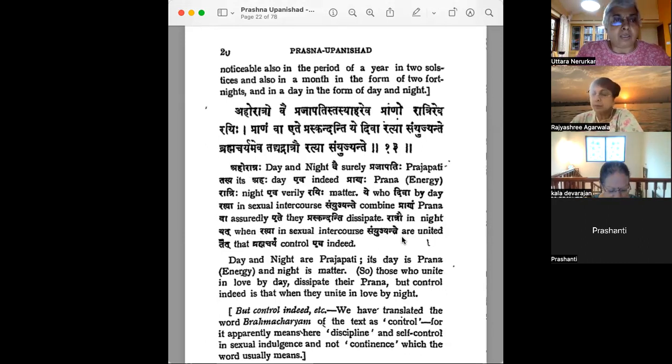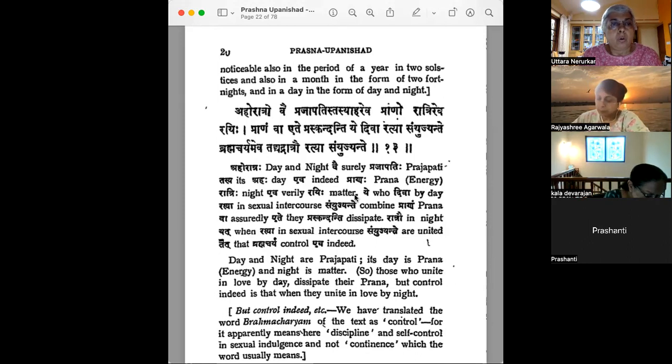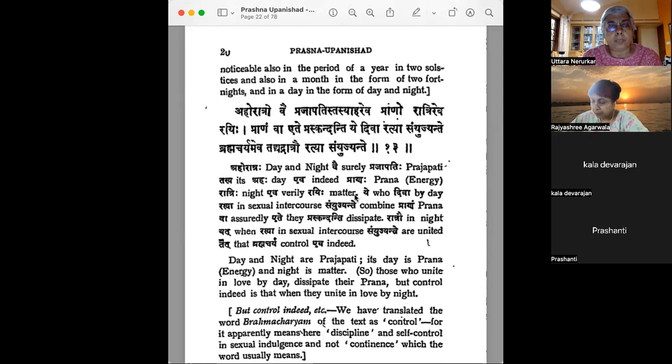Okay, so let us start with the 13th one. Ahoratro vai prajapatih, tasyahareva prano, ratrireva rayih, pranam va ete praskandanti ye divaratya samyujyante, brahmacharyam eva tad yad ratrau ratya samyujyante.